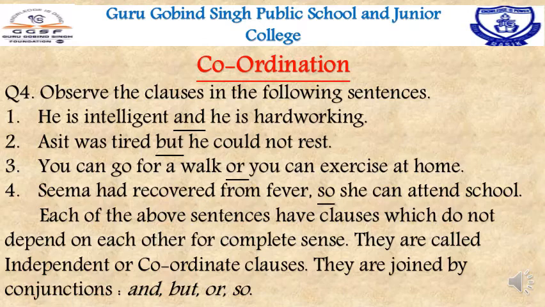Dear children, there are some other coordinators. So what are they? They are: as well as, not only but also, yet, still, however, after that, nor, or else, either or, neither nor, then, so, therefore, thus, hence, for.